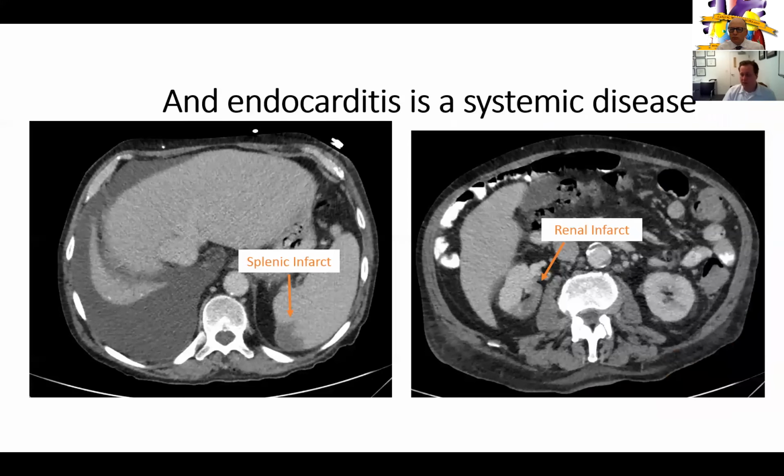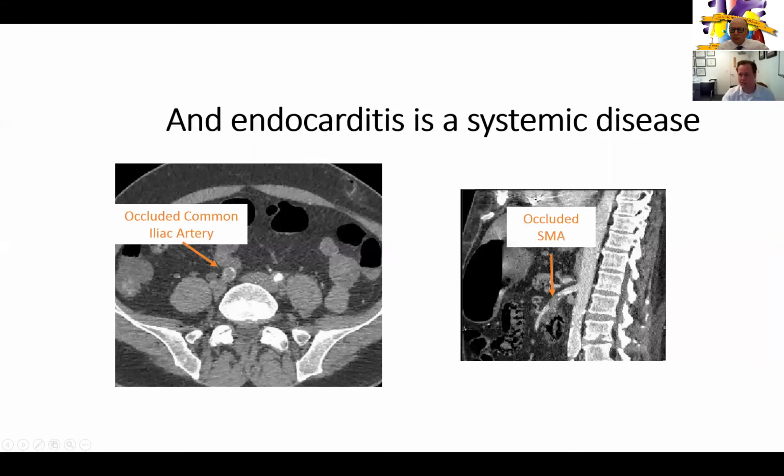And endocarditis is a systemic disease. So the patients may be coming to your CT scanners for coronary CT angiography, or they may be coming there for other complaints such as abdominal pain. So here's a hypodensity in the spleen, so a splenic infarct, which we see very commonly in endocarditis. Here's a hypodensity involving the right kidney, so renal infarct.